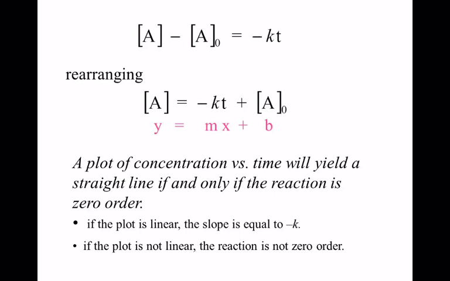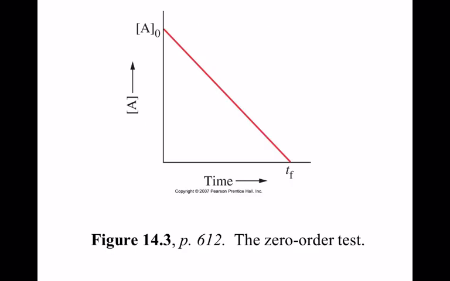But this is only the case if it's zero order with regard to that reactant. And it looks like this. The only thing I had here was this is the final time, T sub F. And the other thing is, notice what this means: this means zero concentration of A. It totally went away. All right.